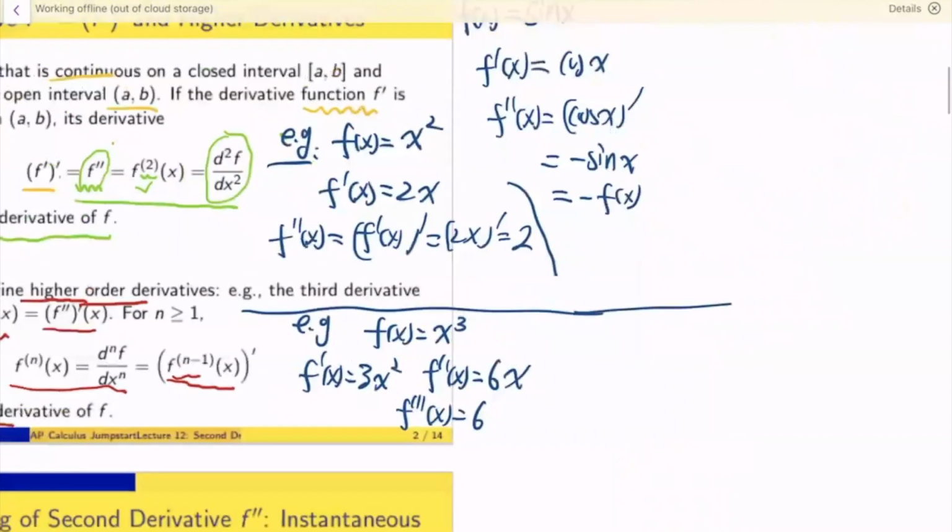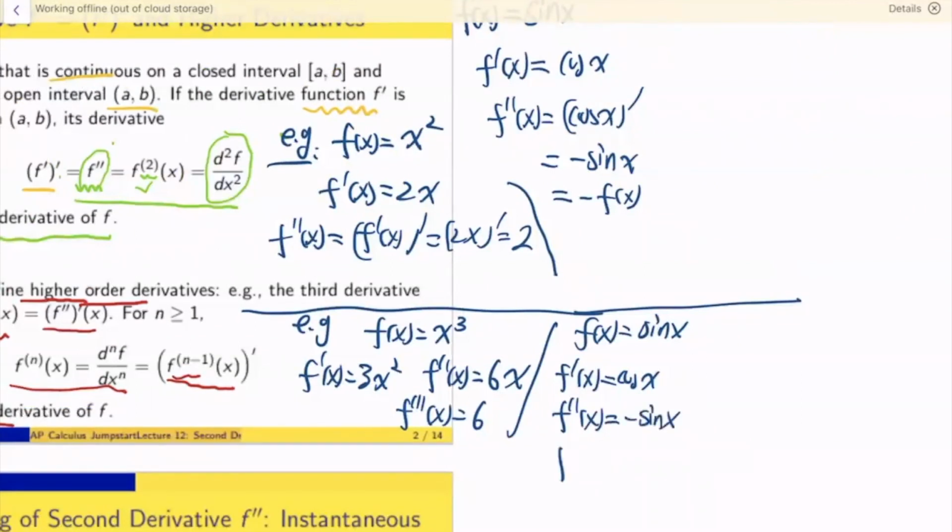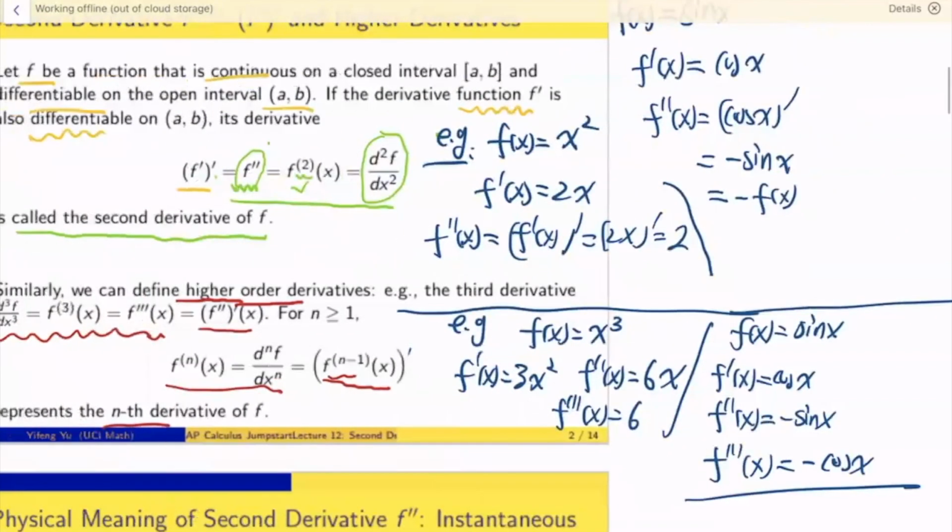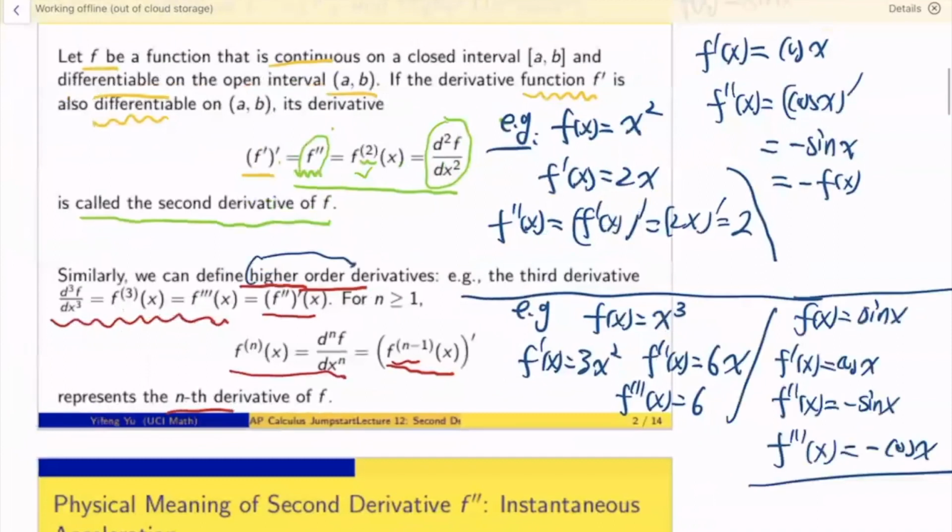And what about f(x) = sine x? We already know the derivative is cosine x. For the second derivative, you just take the derivative again. The derivative of cosine x is negative sine x, as we just did. And the third derivative will be negative cosine x. So you just keep taking derivatives, and suppose you are able to do that, they give you all the higher order derivatives of the given function.